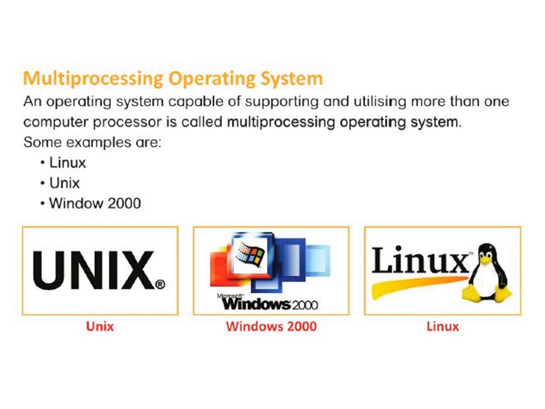Now, multiprocessing operating system is capable of supporting and utilizing more than one computer processor. So, examples are Linux, Unix, Windows 2000. You know that computers run on processors. If the operating system can access and utilize more than one processor in one single time, then it is called a multiprocessing operating system. Simple.